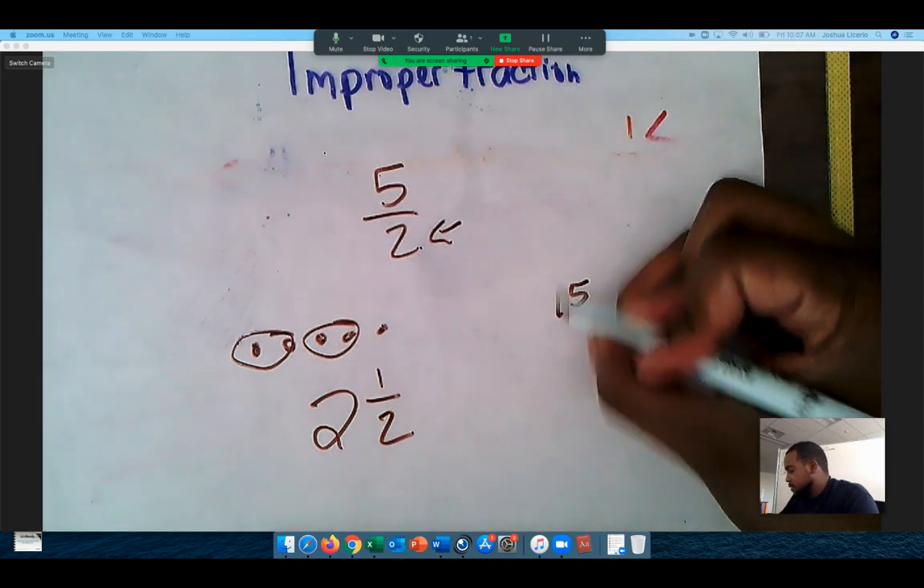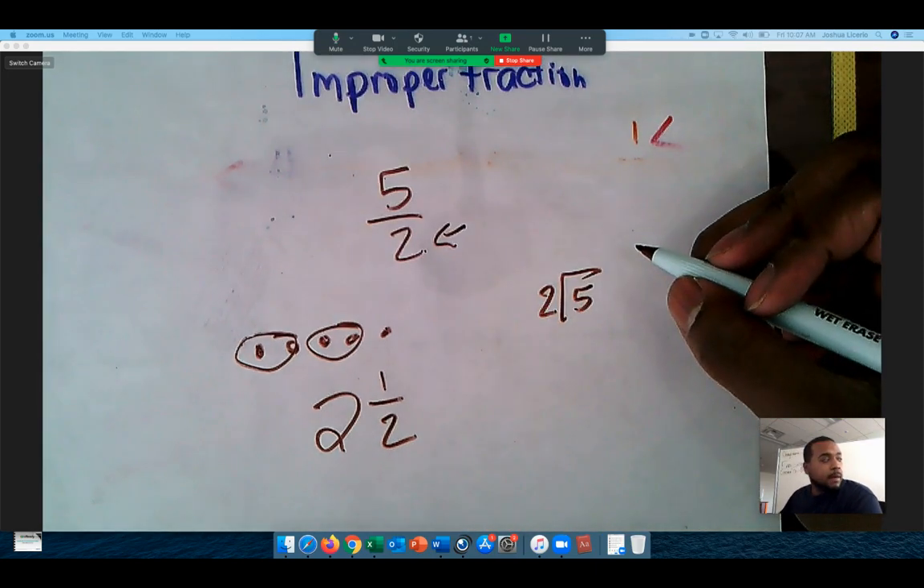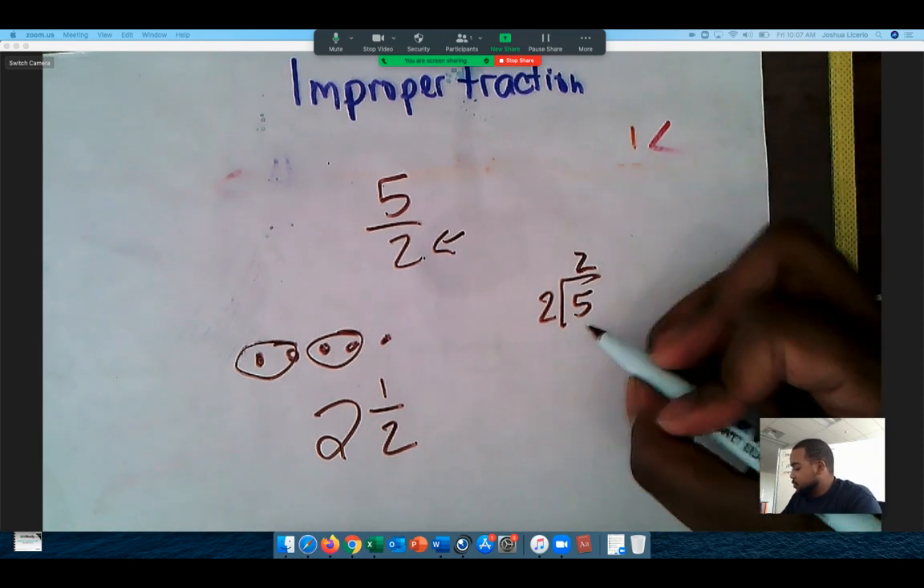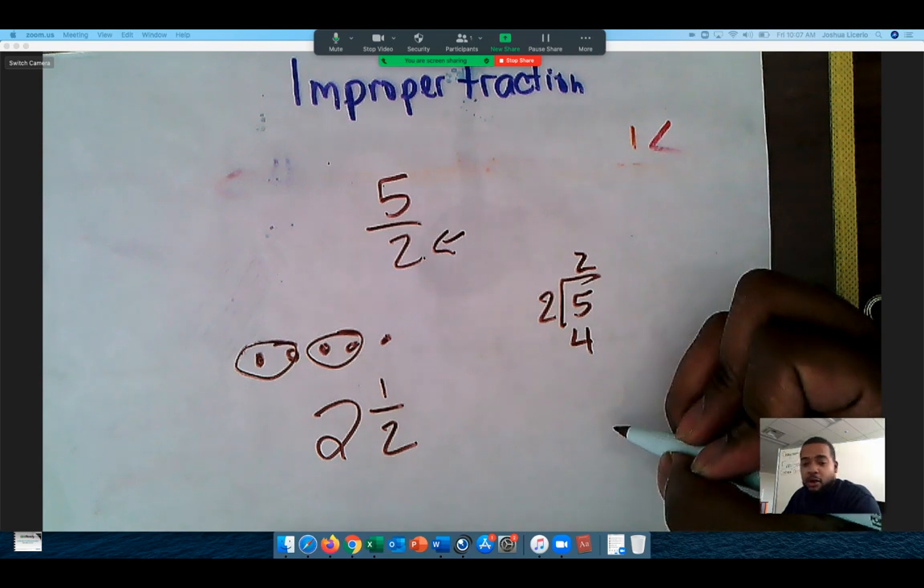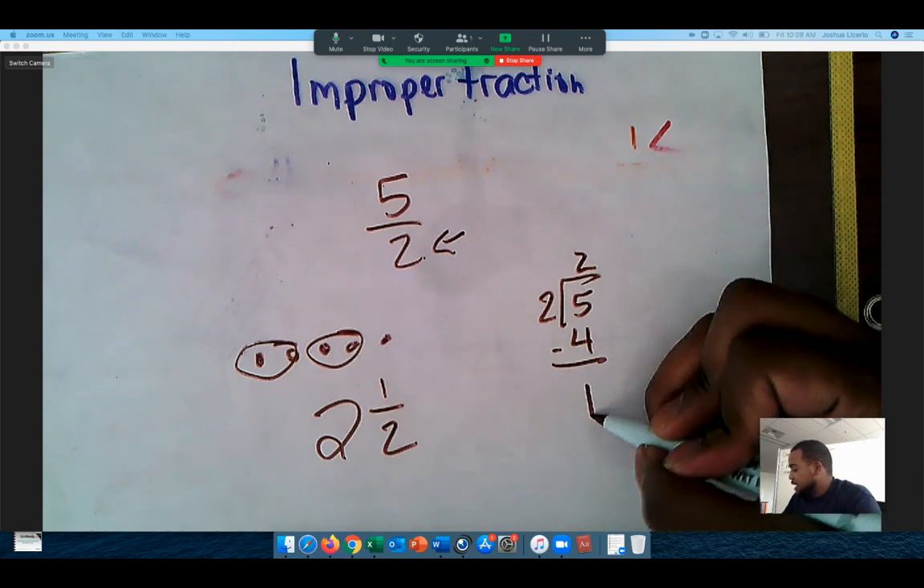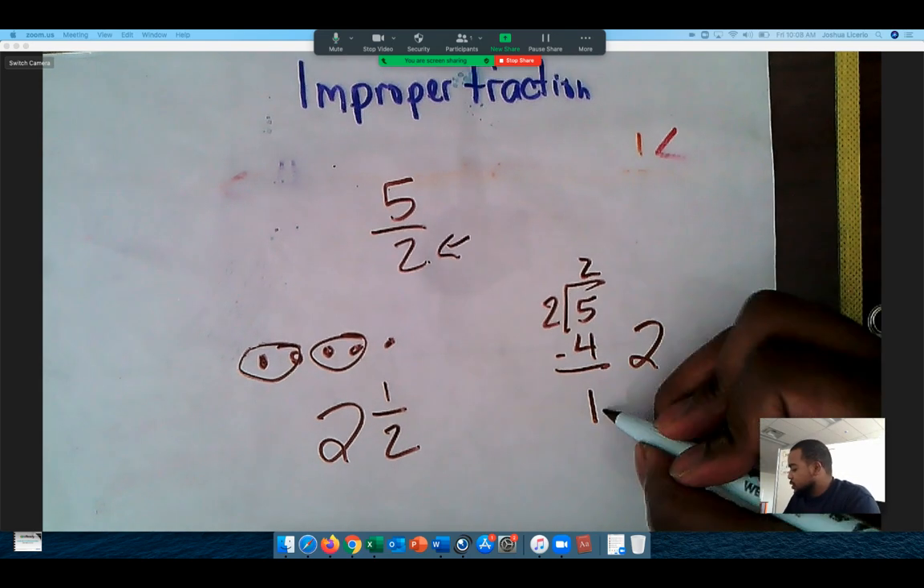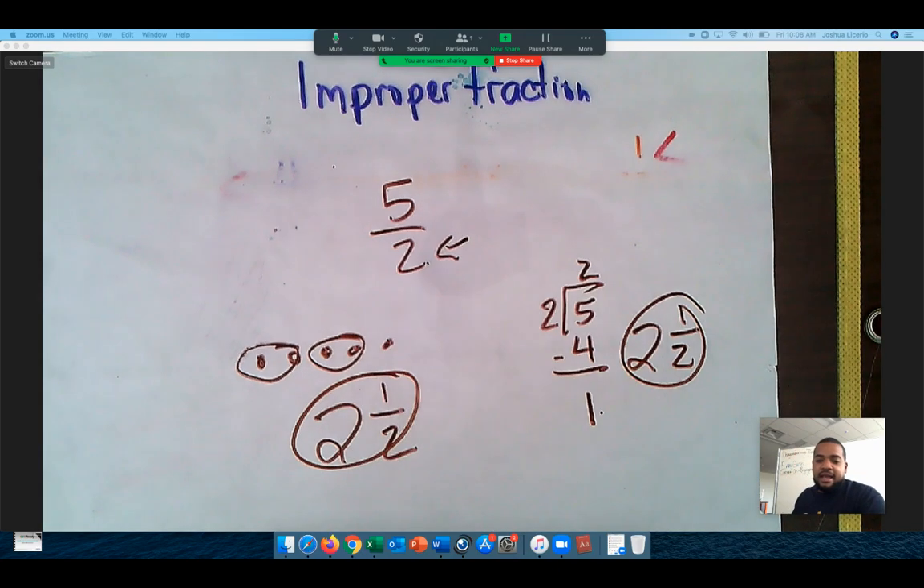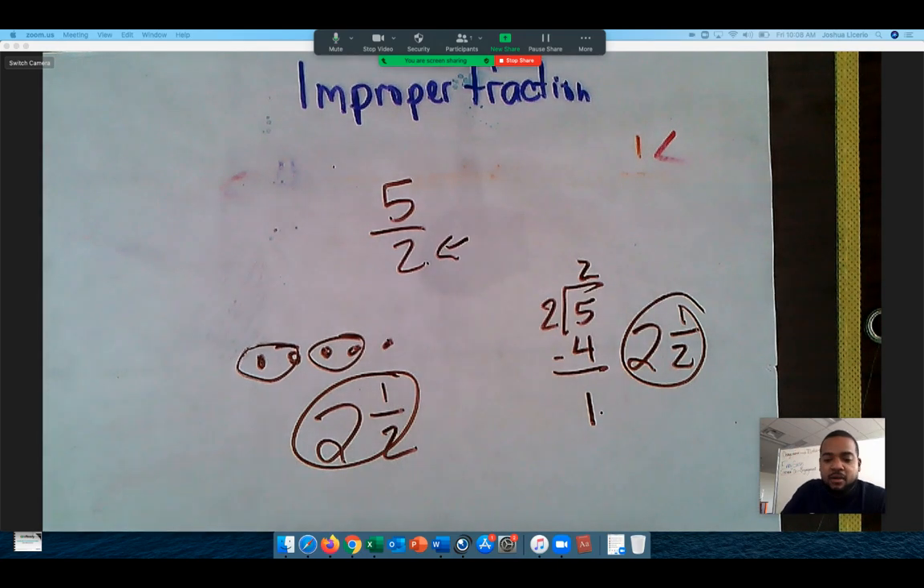You can also divide it. 5 divided by 2. How many groups of 2 can I make out of 5? I can make 2 groups of 2. That means that there's 4 parts that I have to get rid of. Subtract, I have 1 left. That 2 becomes my whole number. My remainder becomes my numerator. Denominator is the same. And that is how it's done. All right, watch the next video on how to plot mixed numbers on our number line.